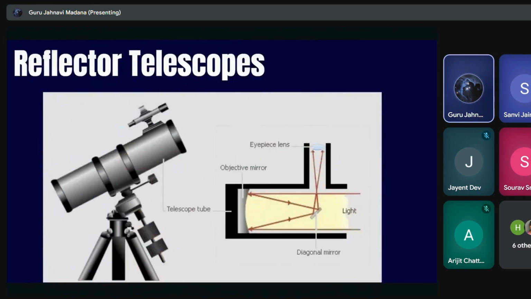So now comes the game changer: reflector telescopes. These use mirrors instead of lenses. And yes, this was Newton's idea, to solve the color blur issue in refractors. Instead of bending light, they bounce it off a curved mirror, and that was very powerful. Most of the big professional telescopes today, including the James Webb Space Telescope, are reflectors. They're easier to make, larger, and perfect for deep sky observations like galaxies, star clusters, etc.